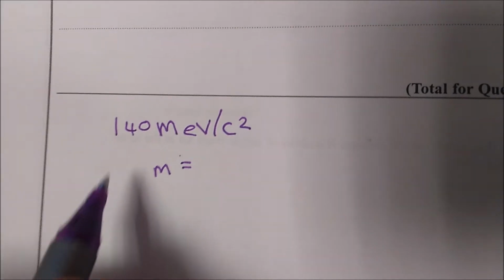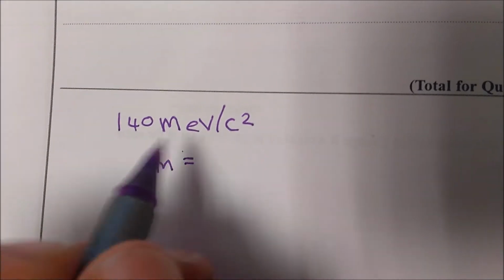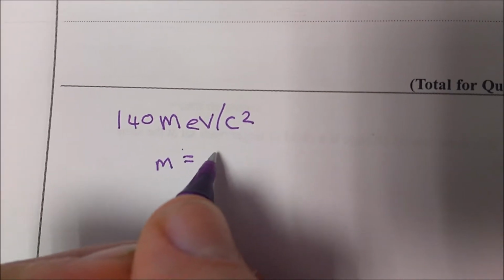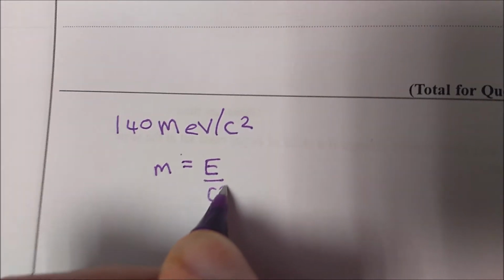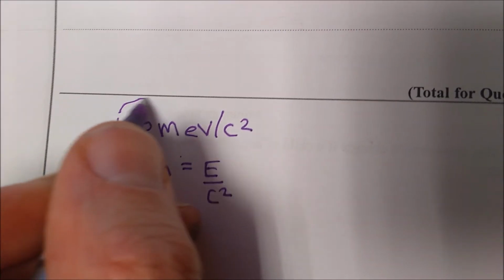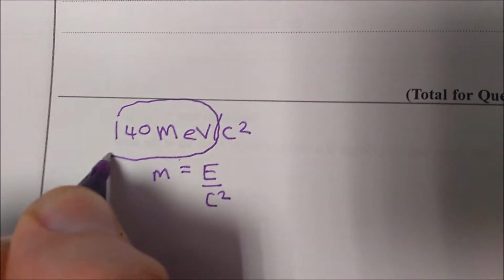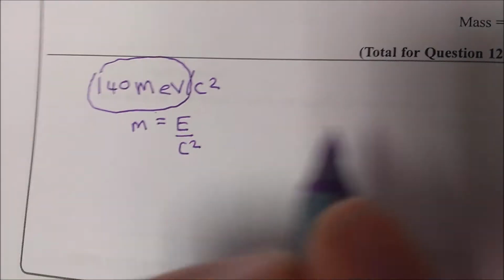Another way of thinking about it is to write out 140 mega electron volts over c squared. You know that's a unit of mass, don't you? Because you've got a unit of energy there and you're dividing it by c squared. Well, if you take this term here, that is the rest mass energy, 140 mega electron volts.